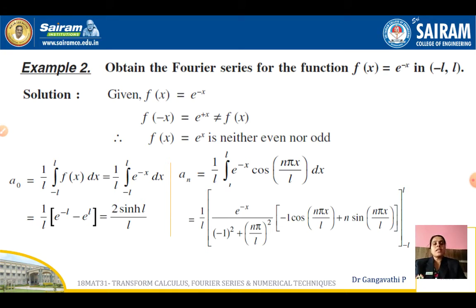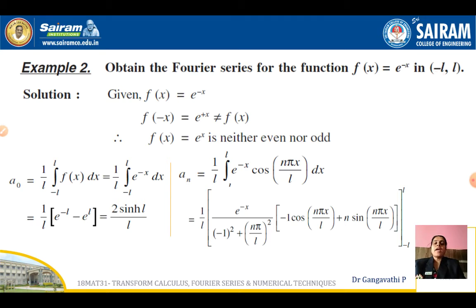Obtain the Fourier series for a function f of x is equal to e to the power of minus x in the interval minus L and L. So here the interval is slightly different. So we have to check the original formula. The original formula is actually for L and minus L, whereas the specific case, if L takes the value pi, then we get minus pi to pi. So this is actually the original interval where L can take any value. That is the meaning here.